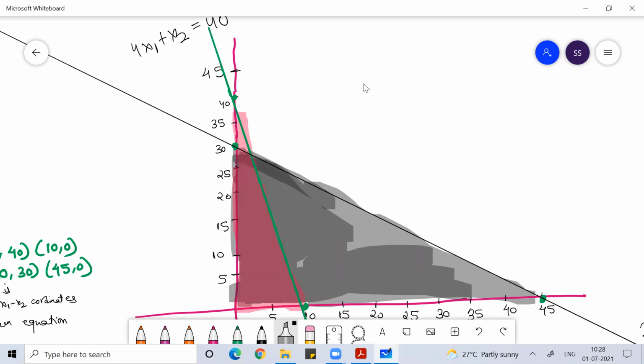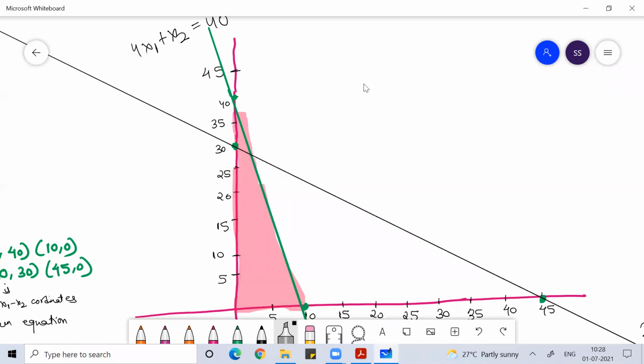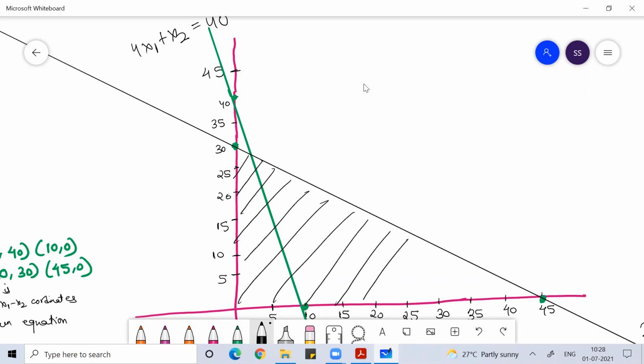Okay. So now tell me, what is the common area? We need to find a feasible region, guys. What is a feasible region? The feasible region is the region which is common to both regions. As per the first equation, this is your area, because the sign is less than or equal to. And as per the second equation, this is your area. Both are having less than or equal to sign.